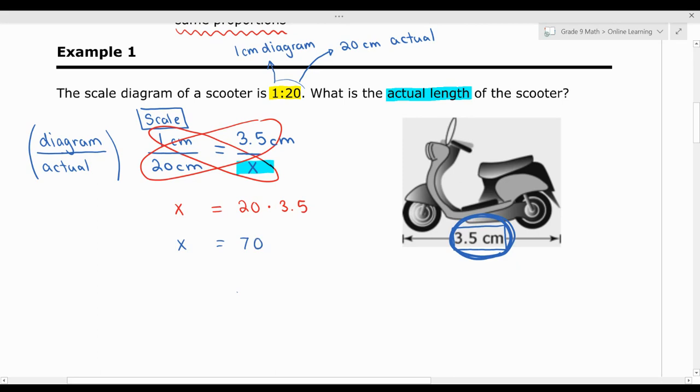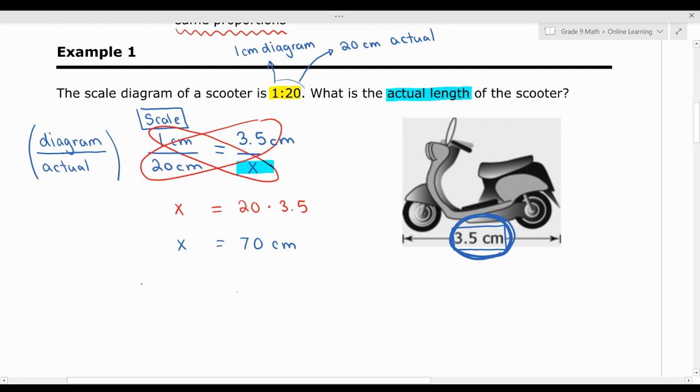Now, you'll notice that technically I dropped the units. I'm going to check these are the same. So actually they would cancel each other out. So then I often do my work, I come back to the final answer and then realize, well, this must be representing centimeters. Okay, so I found that the actual length would be 70 centimeters.